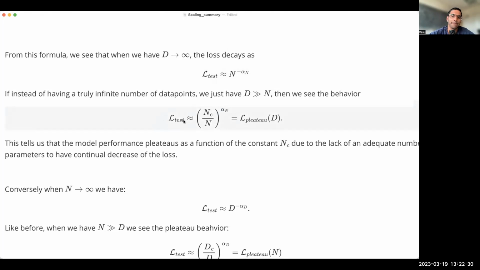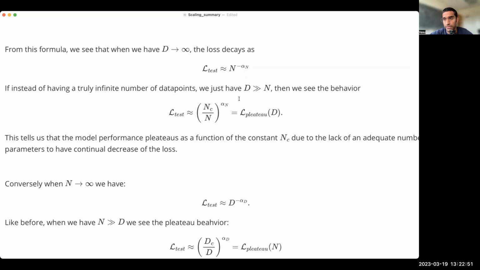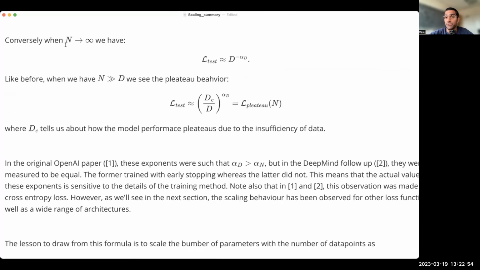So there's basically some number of parameters at which we're not seeing decaying behavior anymore, right? So basically we're looking at when N_c over N reaches sort of order 1. That's when we don't have constant improvement by just increasing the number of parameters. Conversely, take the number of parameters to infinity, and the test loss decays as a function of the number of data points. And again, if this isn't truly infinite, then there's a plateauing behavior set by this constant D_c.